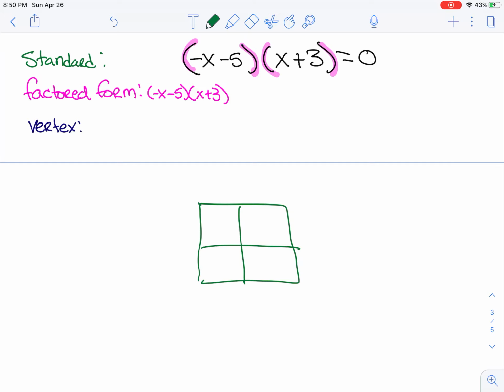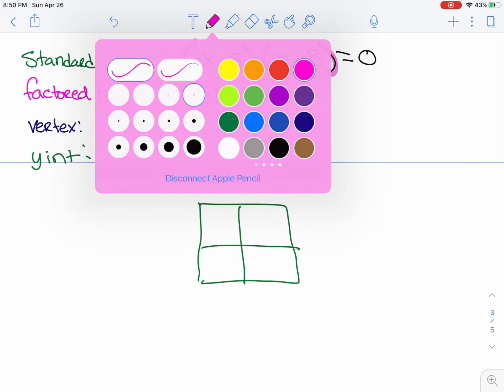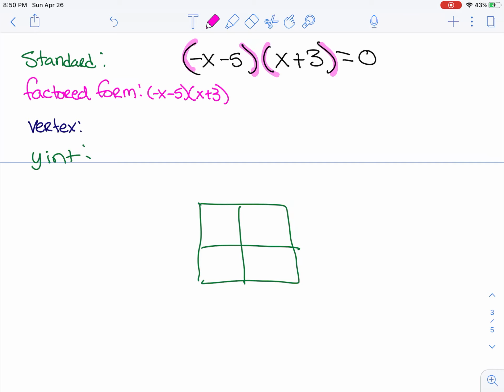Before we do that, I want to know what point we could find from standard form. And you should be able to tell me that you can find the y-intercept from standard form. From factored form, we can tell the x-intercepts. And that's really what we're working on today.